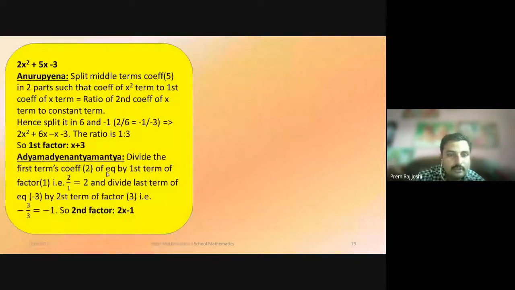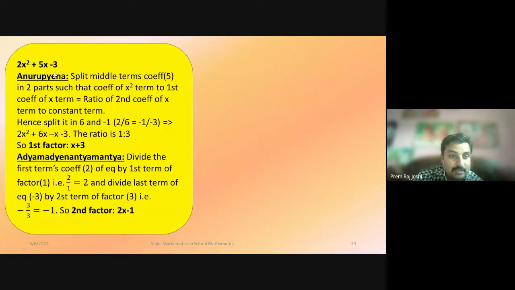So if we want to find the factors of 2x square plus 5x minus 3, in the general conventional method, we find two numbers. By adding these two numbers, we will get 5, and by multiplying them, we will get the first term times the last, and that is our conventional method. But in this method, we split the middle number, here 5, into two parts.